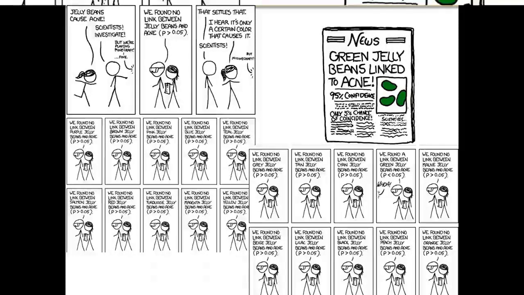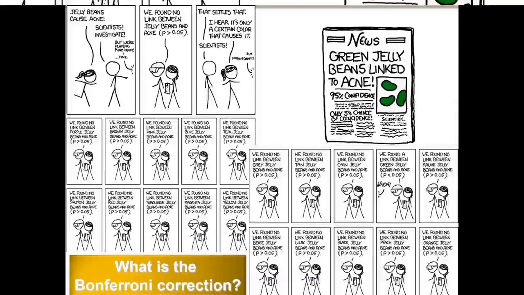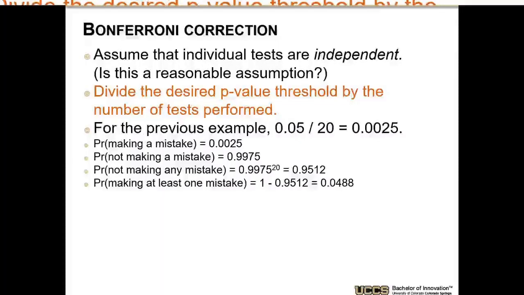And this comes back to how do we correct our jelly bean problem? So what do I do to correct if I wanted to test each color of jelly bean separately? So what I want to do is run these tests and basically divide by the number of tests you're going to do. So instead of having a p-value of 0.05, I aim for a p-value of 0.05 divided by 20, which is 0.0025.